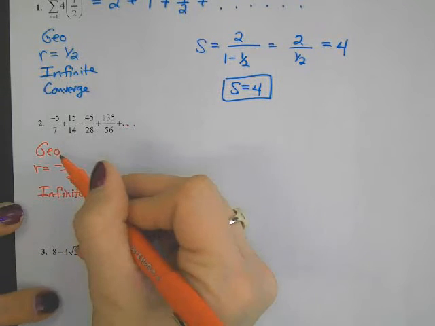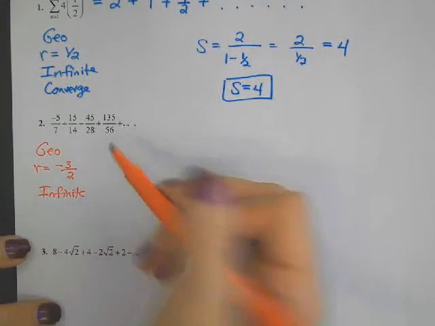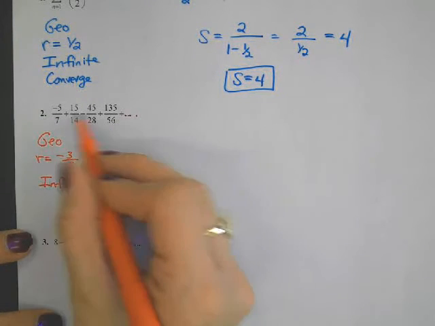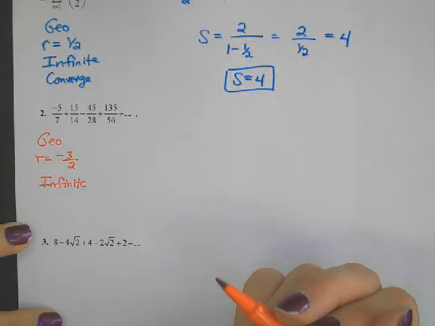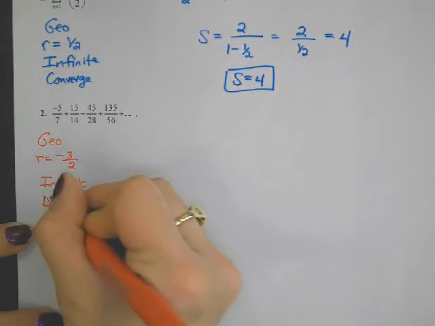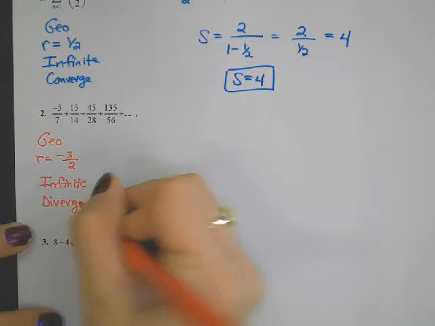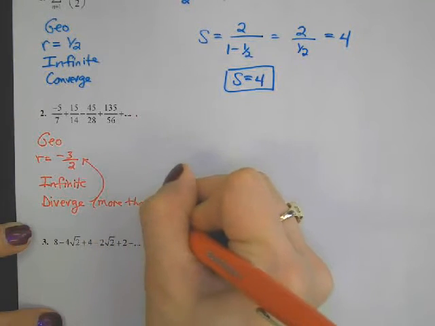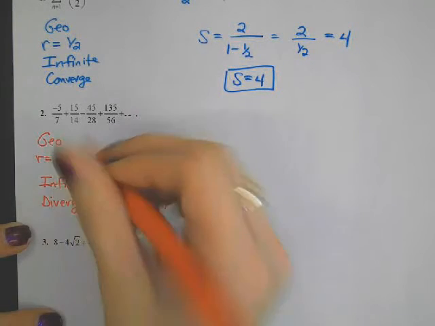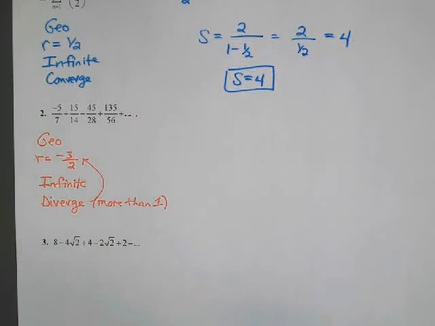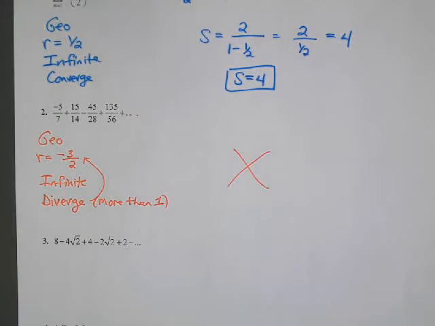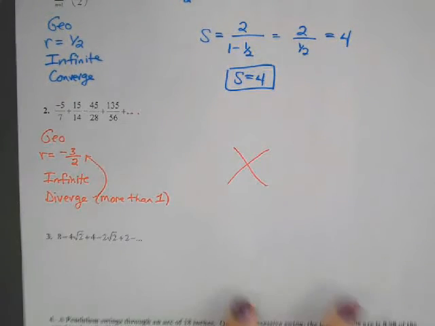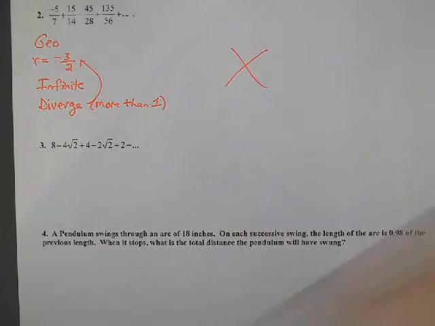Okay, now if it's geometric infinite, you can add it, but I have to ask you one more question. Does this series diverge or converge? And the answer is diverge. How do you know that? Diverge because that is more than 1. And you don't care about the negative. You just look at the absolute value. 3/2 is definitely going to make these get bigger, bigger. So I cannot add it. So don't do any work. Okay. Number 3.